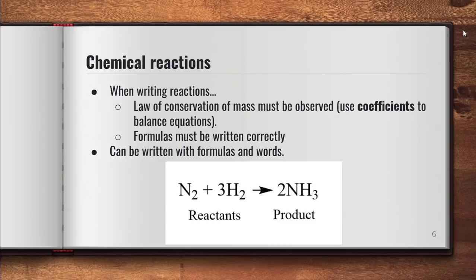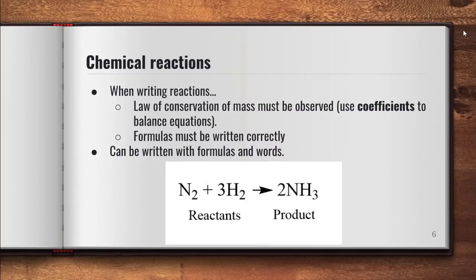Well, in order to balance those out, we have to put coefficients in front of the reactants and products in order to ensure that the number of atoms on the left is the same as the number of atoms on the right. So we add a 2 in front of NH3 and a 3 in front of H2, and as a result, we now have 6 atoms of hydrogen on the left and 6 atoms of hydrogen on the right. We also have 2 atoms of nitrogen on the left and 2 on the right, so this formula is balanced.